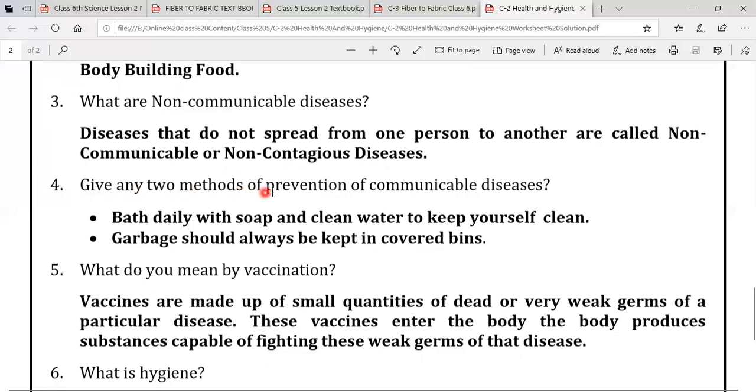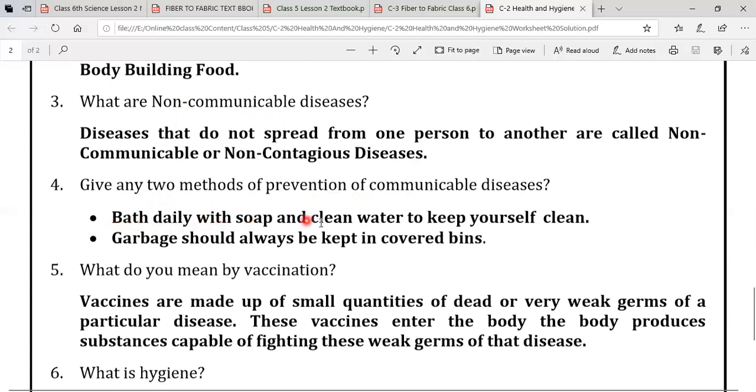Next, give any two methods of prevention of communicable disease. So how can we prevent communicable disease? In the previous question we discussed non-communicable, but in this question we are discussing communicable disease. What are communicable diseases? The diseases that can spread from one person to another. So without spreading from one person to another, how can we prevent it? What are the methods we need to follow? So we have the answer.